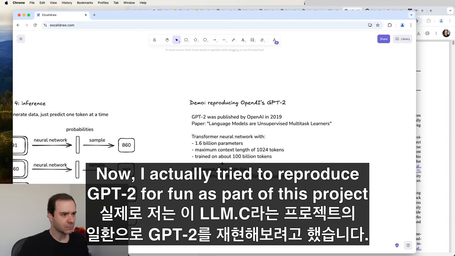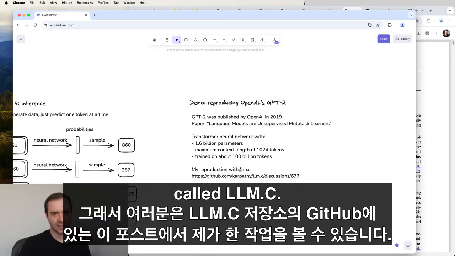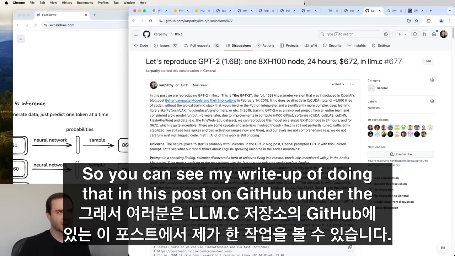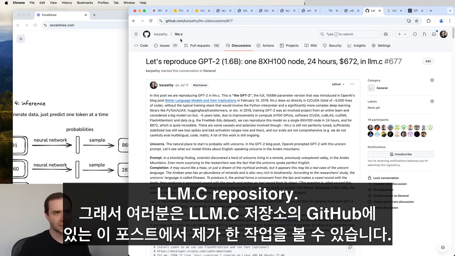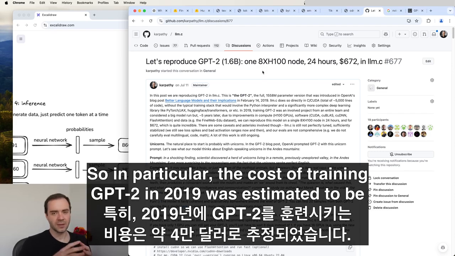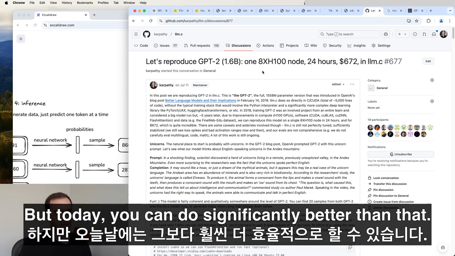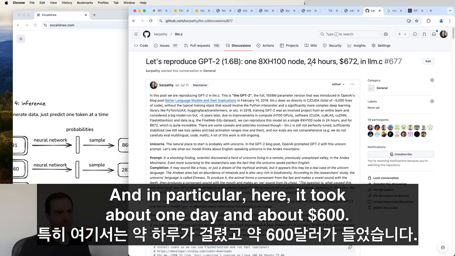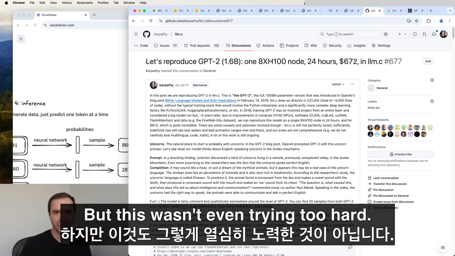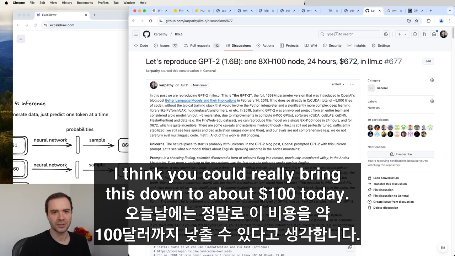Now, I actually tried to reproduce GPT-2 for fun as part of this project called LLM.c. So you can see my write-up of doing that in this post on GitHub under the LLM.c repository. In particular, the cost of training GPT-2 in 2019 was estimated to be approximately $40,000. But today you can do significantly better than that. In particular, here it took about 1 day and about $600. But this wasn't even trying too hard. I think you could really bring this down to about $100 today.